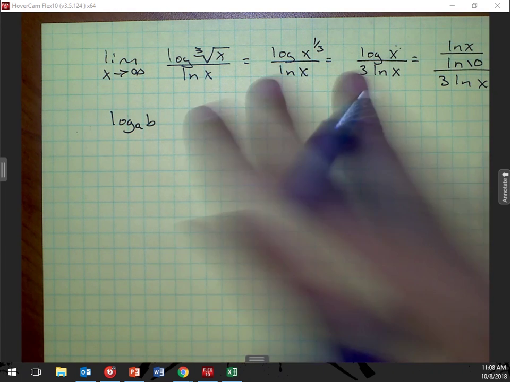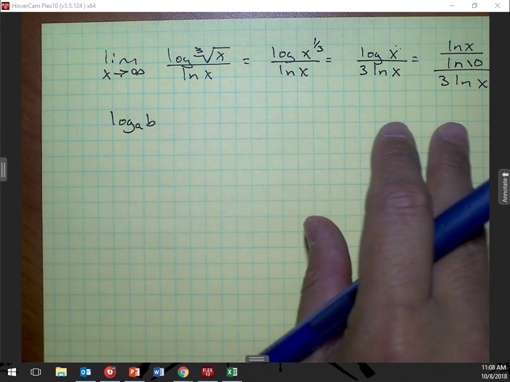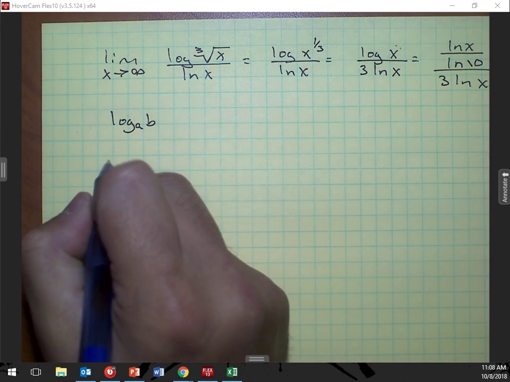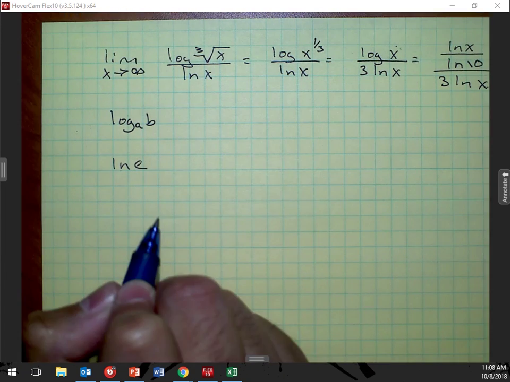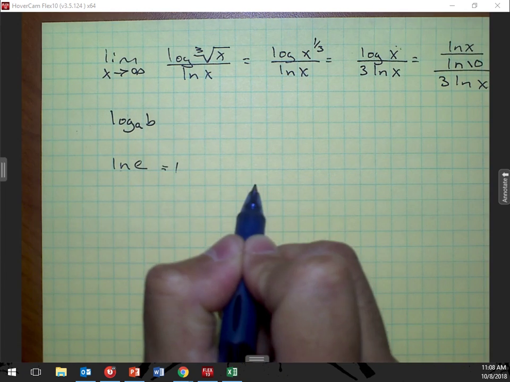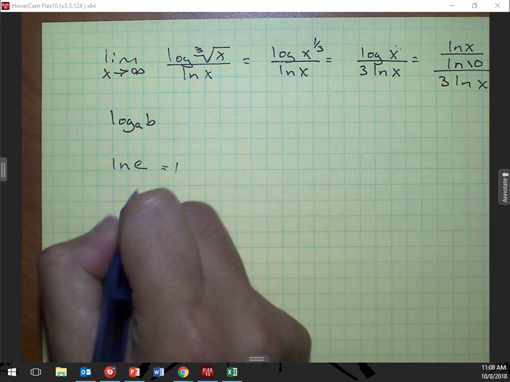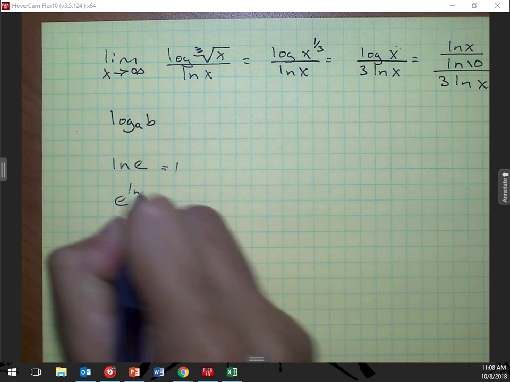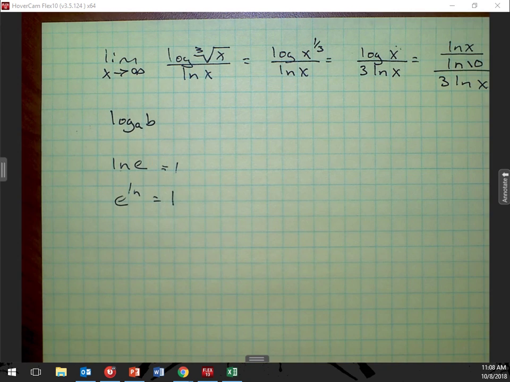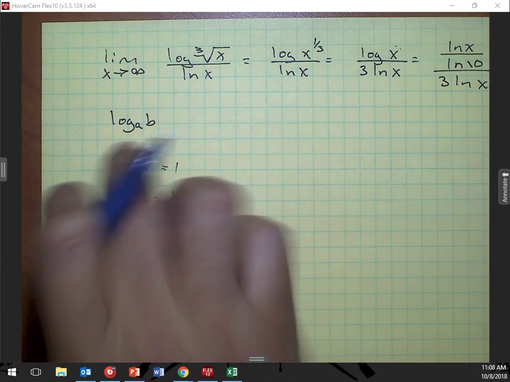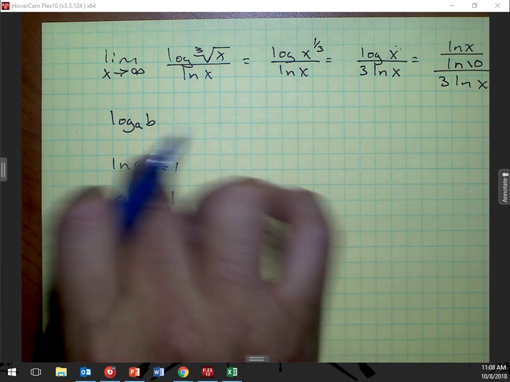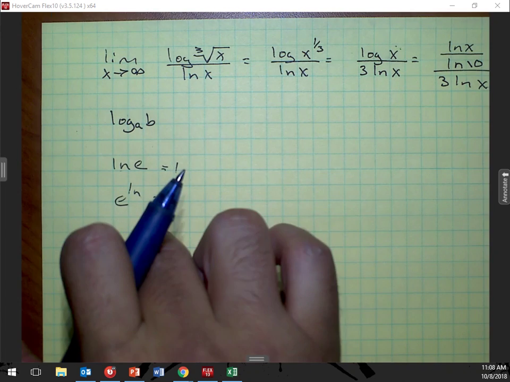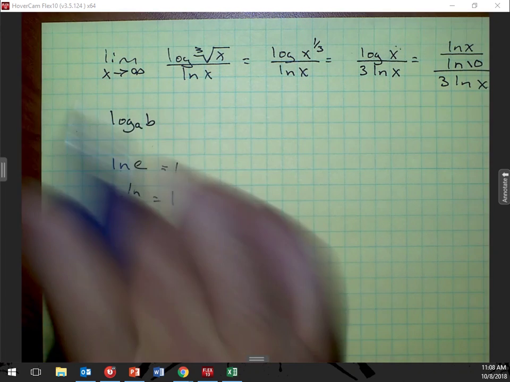Now, if we take ln of e, we get what? We get just 1, right? Or if I have e to the ln, I also get 1. They're inverses of each other, so I can actually get that. Using these properties, I can make this math a whole lot simpler.